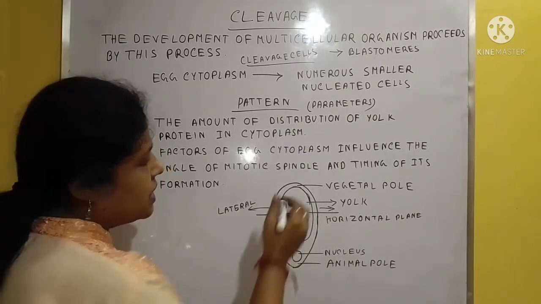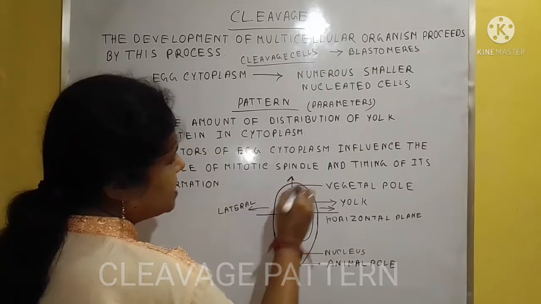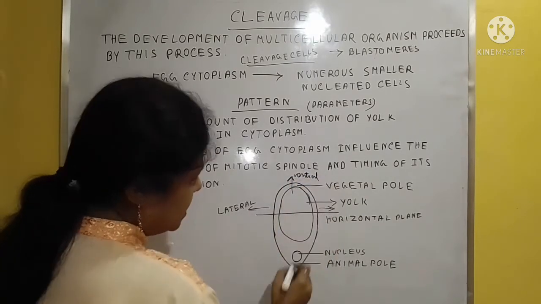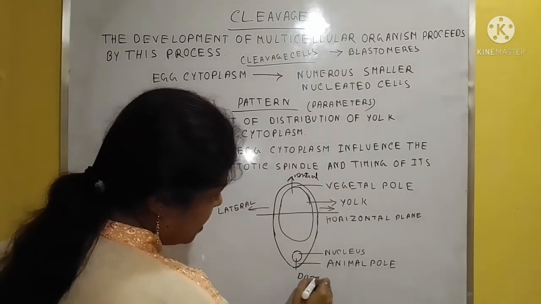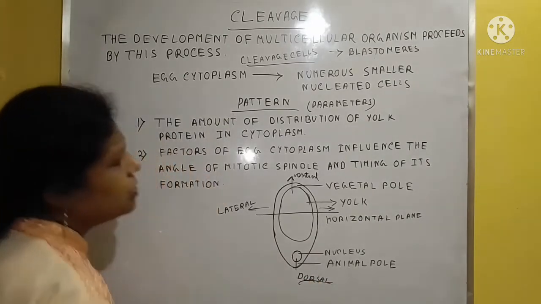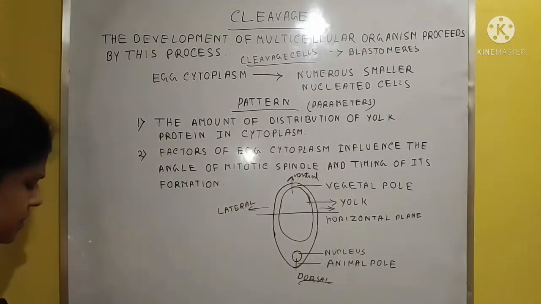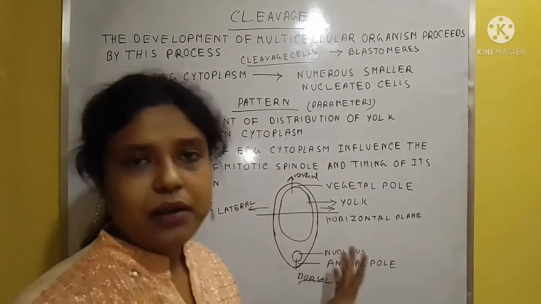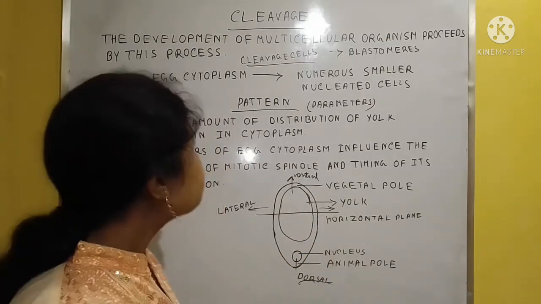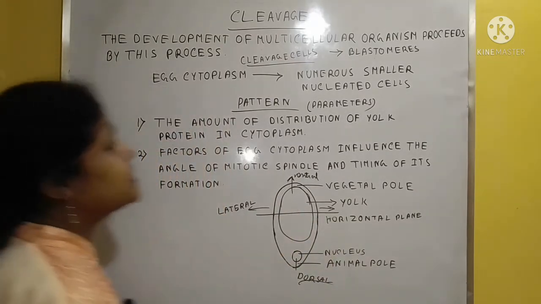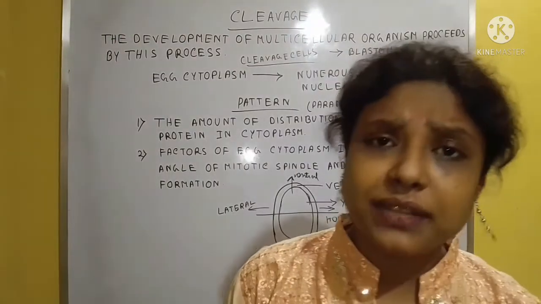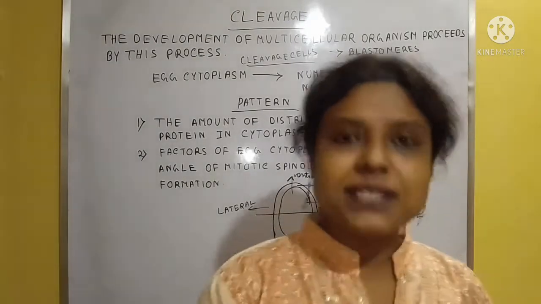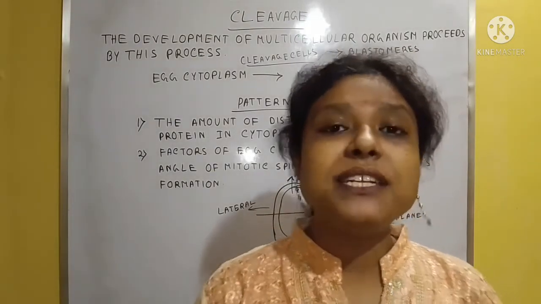But vertical, from the yolk face, this is the ventral form, and this is the dorsal form. Clear? So this is the structure of an egg, and how the cleavage patterns arise. Cleavage is very important because without cleavage mitotic division is not possible, and the zygote, one cell, cannot transform into a multicellular organism.